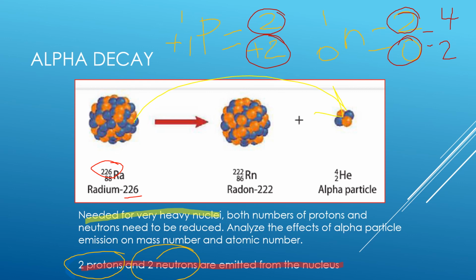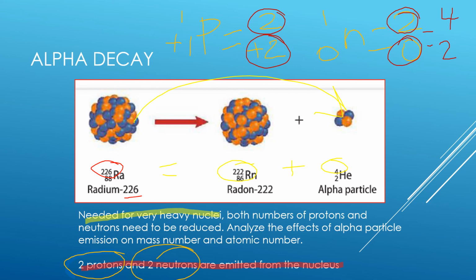What does this nucleus look like if it releases 2 protons and 2 neutrons? Well, take a look at the mass number. It started off as 226 and now it's 222. So the effect that alpha emission or alpha decay has on atomic mass is it decreases, or goes down, by 4. I also want you to notice that 222 plus 4 is equal to 226. So my mass numbers should be the same on both sides.